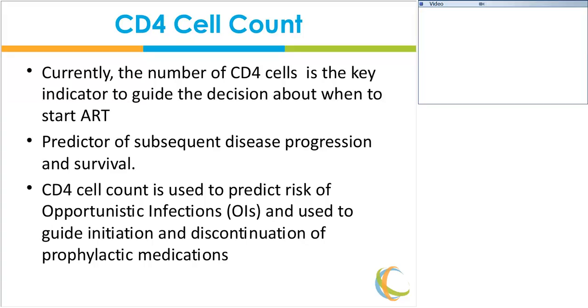The CD4 cell count is also one of the strongest predictors of subsequent disease progression and survival. The CD4 count is used to predict the risk of opportunistic infections and used to guide initiation and discontinuation of prophylactic medications. The CD4 count is not actually used to monitor effects of treatment, but it can be used as a surrogate marker to show improvement in the patient's immune function as well as improvement in their overall health.